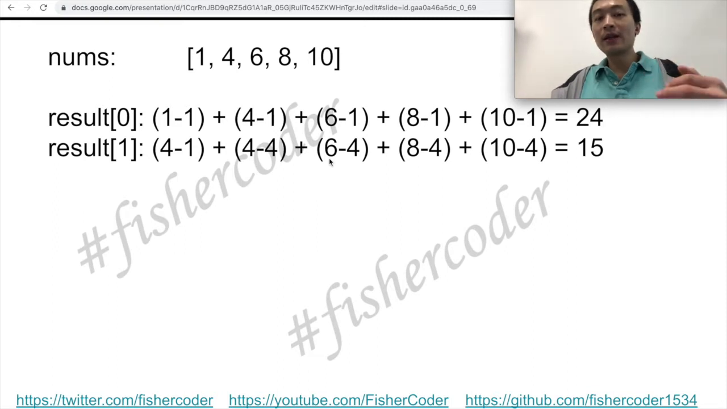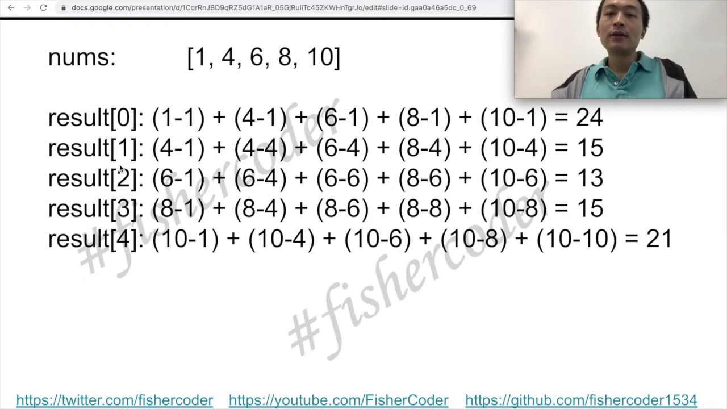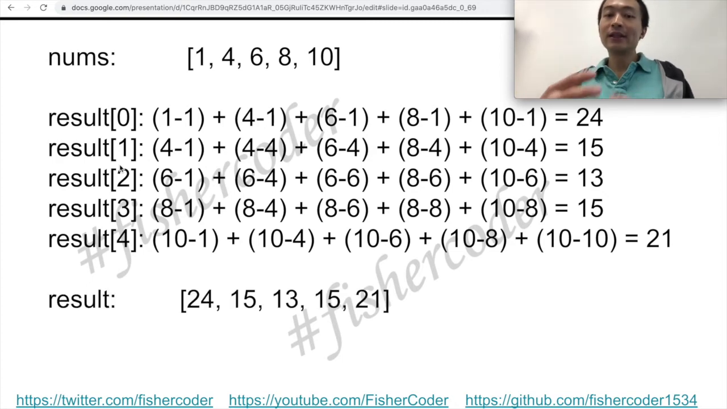We do similar things for result 2, 3, and 4. So we use the exact same processes to calculate the result for each of the elements. So here is the final result. So we have 24, 15, 13, 15, and 21, right?